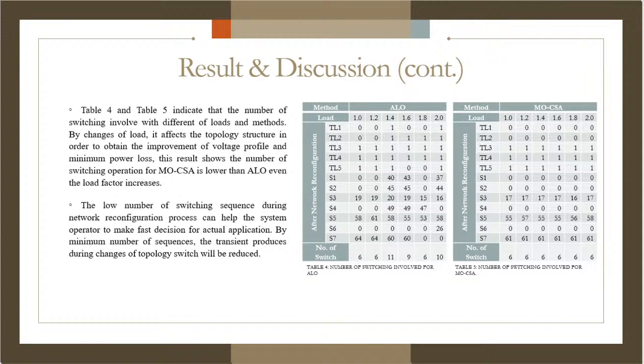Table 4 and Table 5 indicate the number of switching operations involved with different loads and methods. Changes of load affect the topology structure in order to obtain the improvement of voltage profile and minimum power loss. The result shows that the number of switching operations for the multi-objective cuckoo search algorithm is lower than ALO even as the load factor increases. A low number of switching sequences during the network reconfiguration process can help the system operator make fast decisions for actual application. With a minimum number of sequences, the transitions produced during topology switch changes will be reduced.